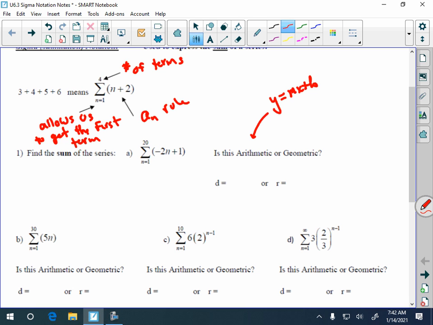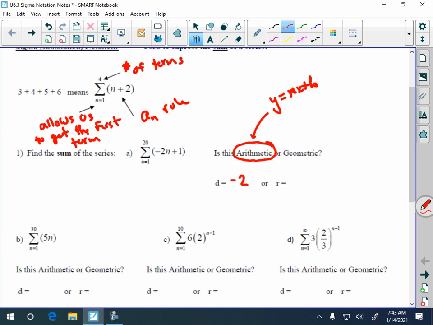So this rule of negative 2n plus 1, that is in the form of y equals mx plus b. It has a slope of negative 2 and a y-intercept of positive 1. So this is arithmetic. And if it's arithmetic, that means it has a d value. If it was geometric, it would have an r value. So the d value is the number that we're adding or subtracting to get from one term to the next. And that's the d value, if you remember, is the same as the slope. And so in this case, it's negative 2.